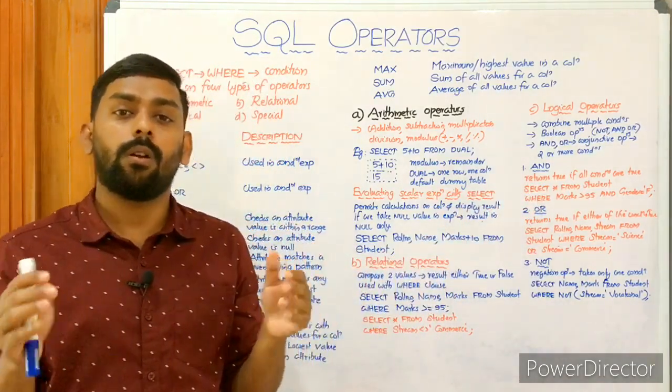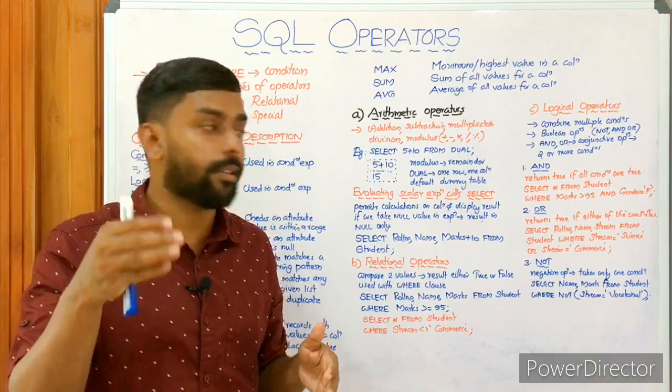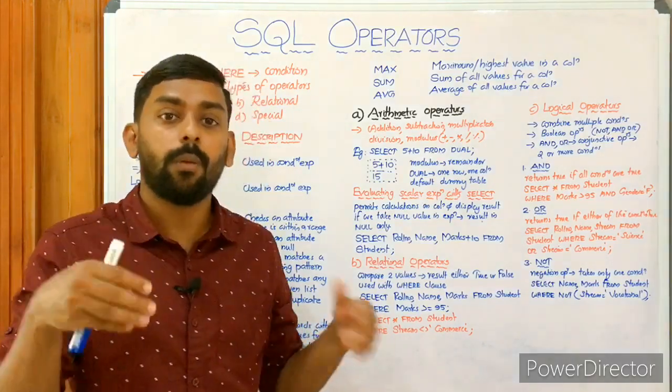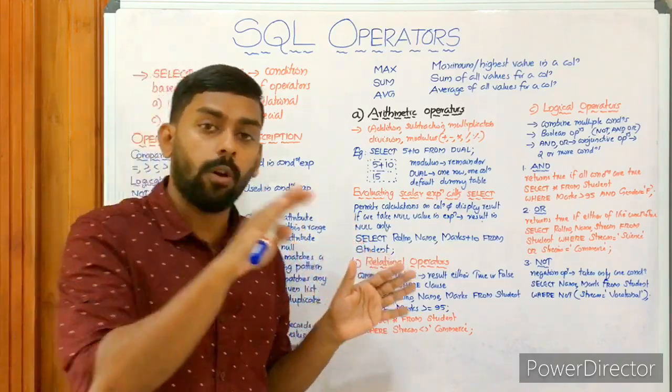Suppose there are no girls who have scored marks greater than 95. What will be the result? It won't print anything. It will be a null table. There won't be any result.